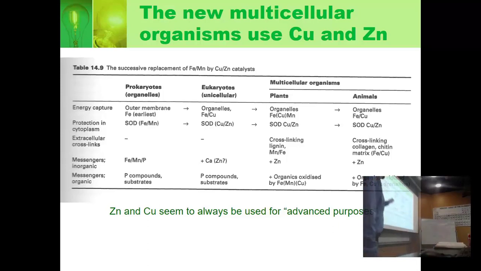Even the inorganic messengers, you'll see calcium and zinc are used for brain chemistry. They're used for plant signaling. They're used for multicellular talk, whereas for single-cellular stuff, you see phosphate, iron, and manganese. Okay, so we have lots of interesting things. And the other thing is communication between cells is done by organics oxidized by iron and copper, like adrenaline. Adrenaline is made by iron and copper working with oxygen on an older molecule that was used for a different purpose.